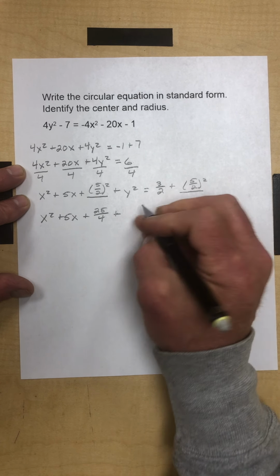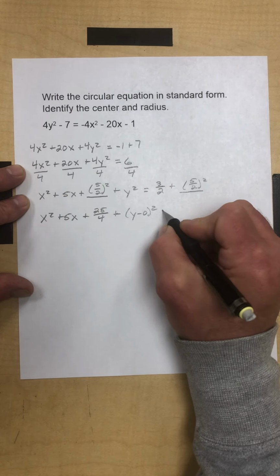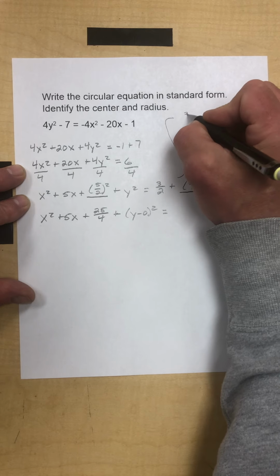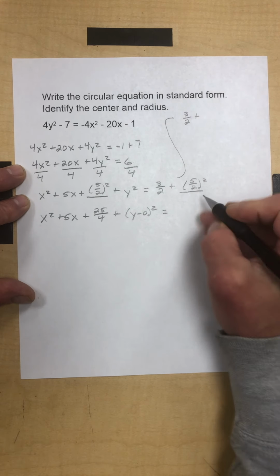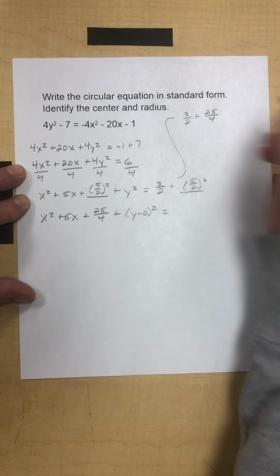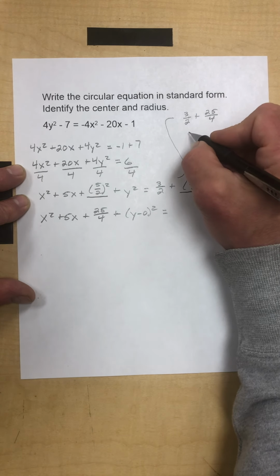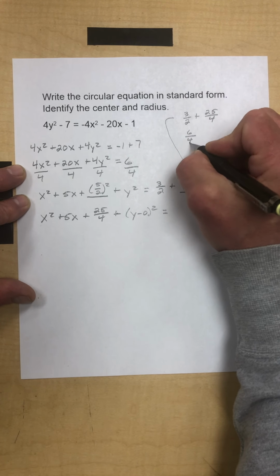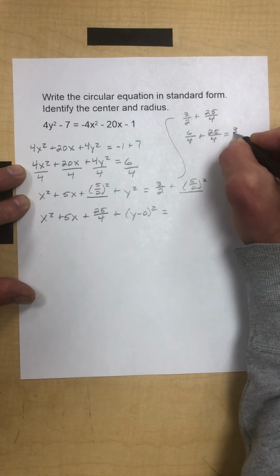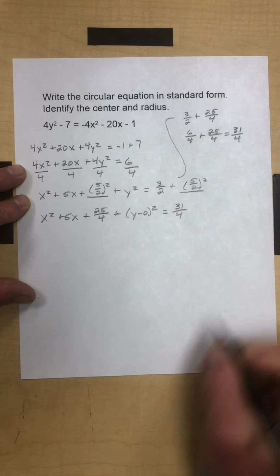Plus y squared is already a perfect square, so I can write that as y minus 0 squared. And then I've got to add these guys. That would be 3/2 plus 25/4. So my common denominator would be 4, so I'd have to multiply here above and below by 2. So that's 6/4 plus 25/4, which gives me 31/4. So this is 31/4 here.